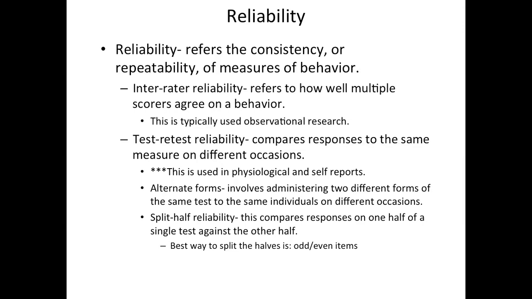And for our reliability measure, we want a correlation of at least 0.7. The weakest correlation that we consider acceptable is 0.7.